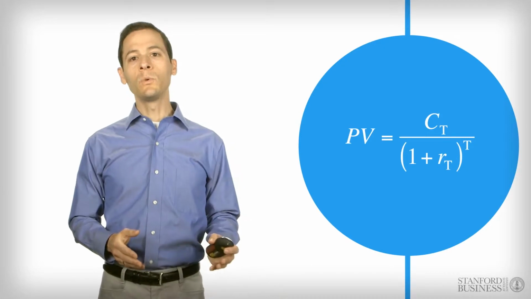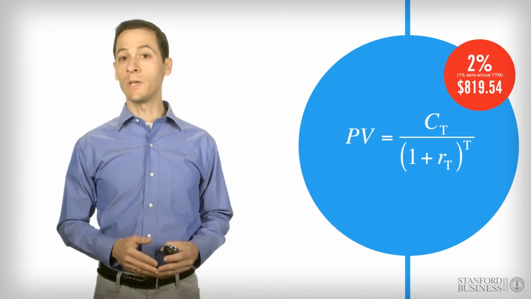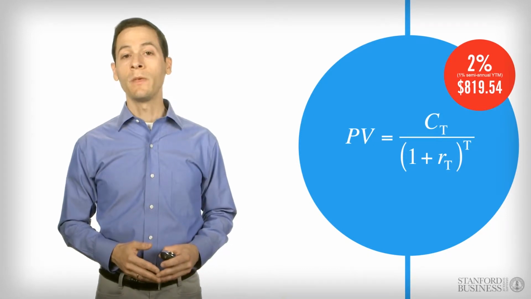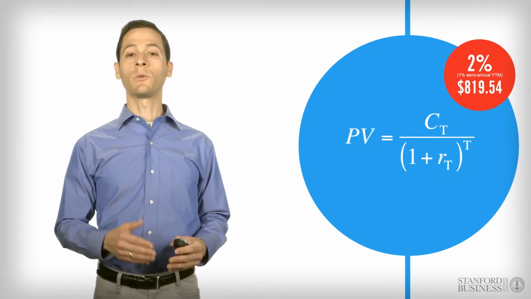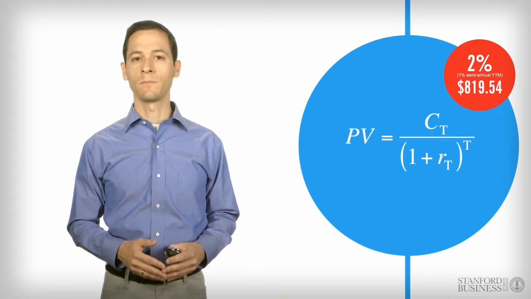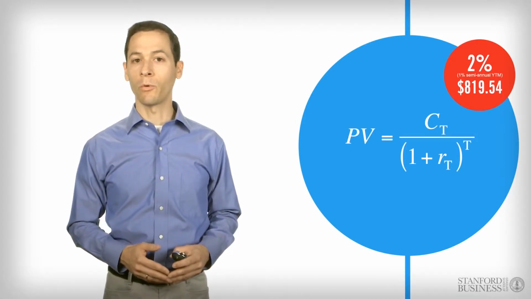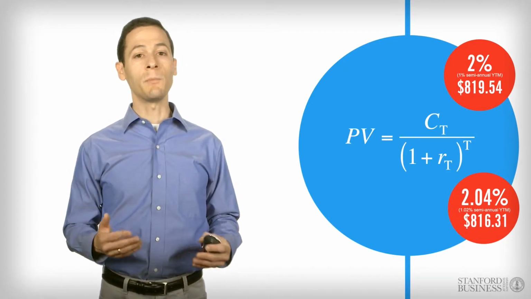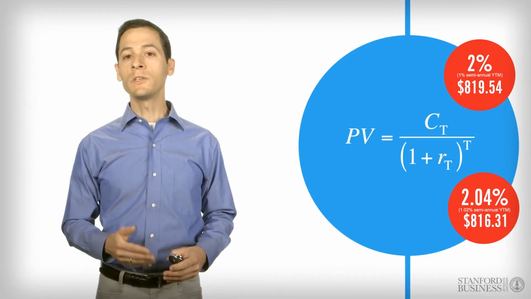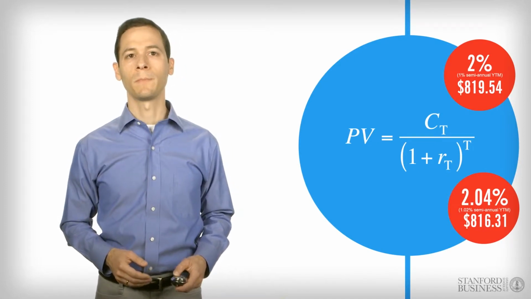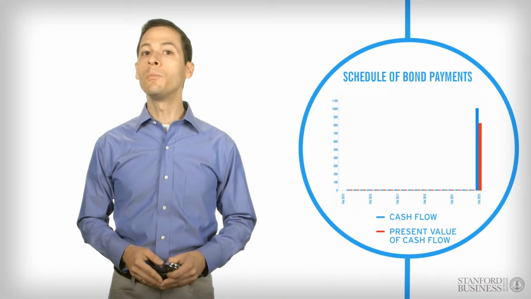If the equivalent annual discount rate had been 2%, which would be a 1% semi-annual yield to maturity, when the bond was issued, then this bond would cost $819.54. If the annual discount rate were 2.04% or 1.02% semi-annual yield to maturity, then this bond would cost $816.31.